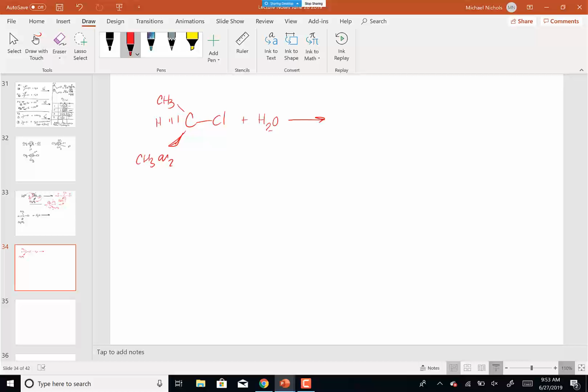And the mechanism of SN1 is critical on forming that carbocation intermediate. If it didn't, then it would be an SN2 mechanism. So for SN1, we always have to show that first step to form the carbocation. And the reality is that's what's happening.